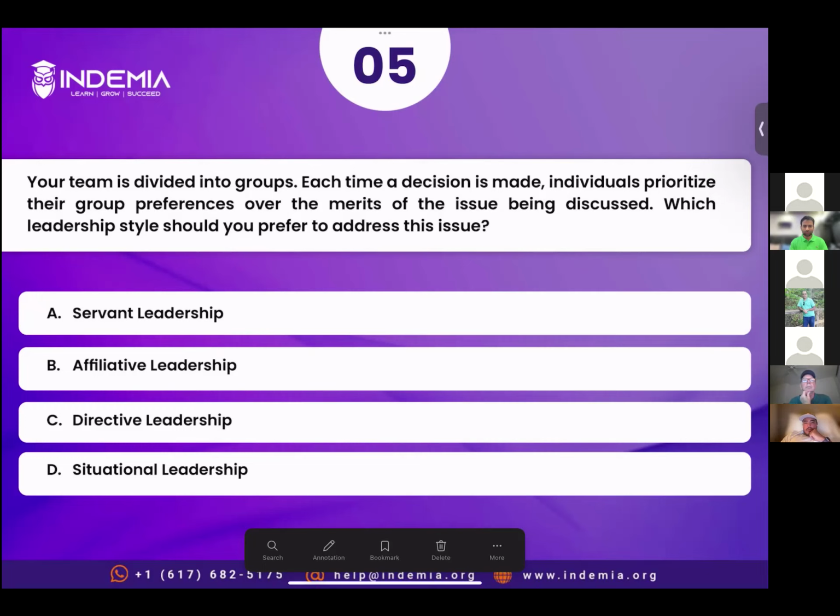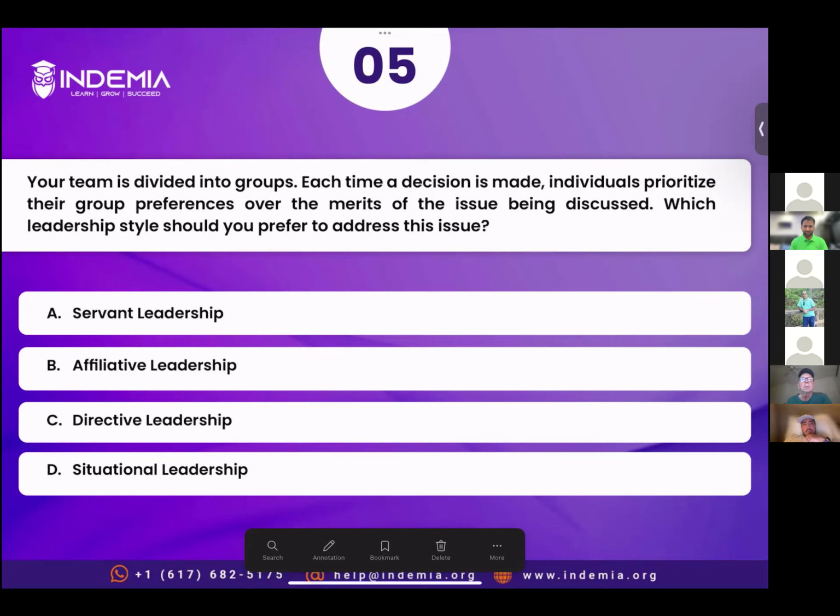John, you have chosen option B. Yeah, I kind of went the route of process elimination. From what I understand, directive leadership is more authoritarian, making decisions regardless of what the group thinks. And situational leadership refers to a hybrid approach based on the situation. So affiliative, leaning towards group preferences over the merit of what was being discussed, made more sense. But I don't really know the actual definition of affiliative leadership.